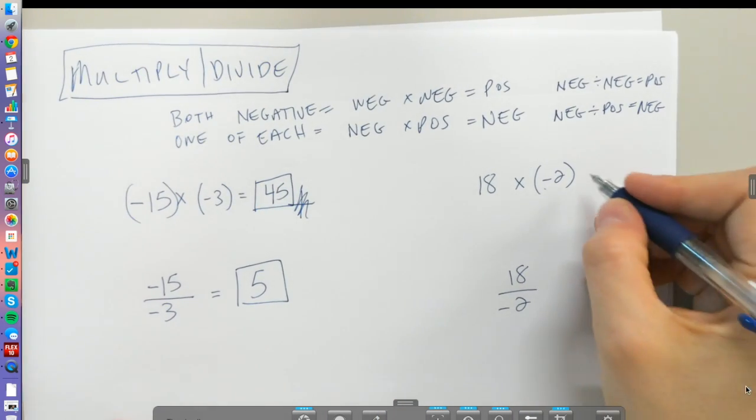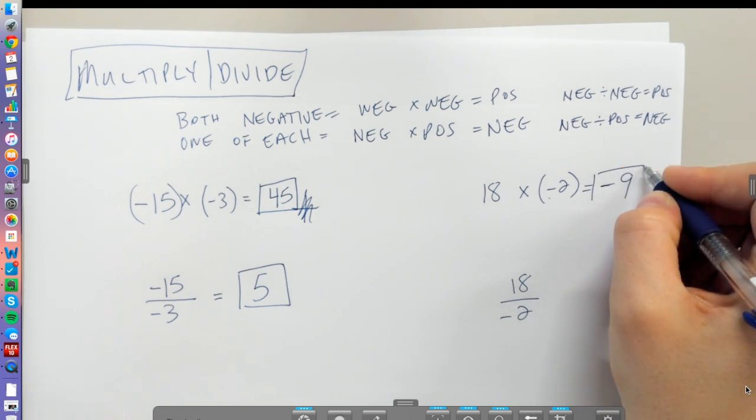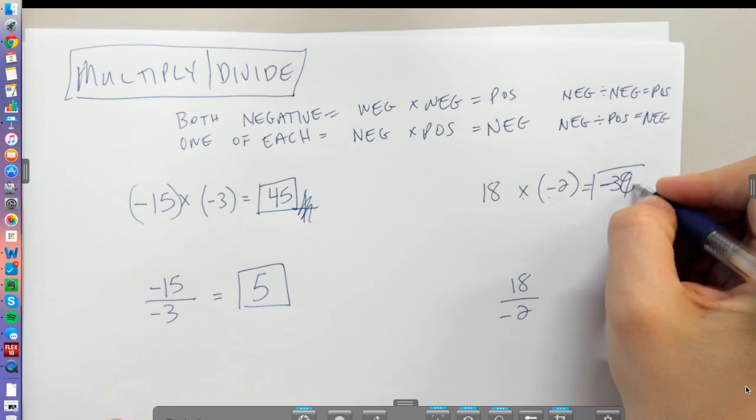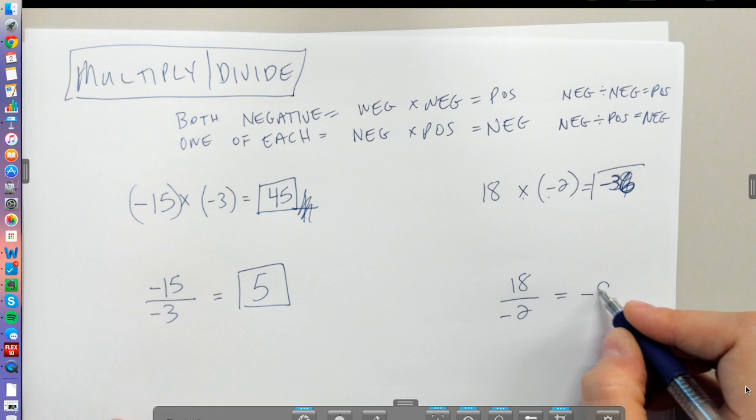All right, now with only one being negative, my answer will be negative. I'll have a negative 9 here. Oh, sorry, this is multiplication, not a negative 9. This will be a negative 36. Apologies. This one is division. I'll have a negative 9.